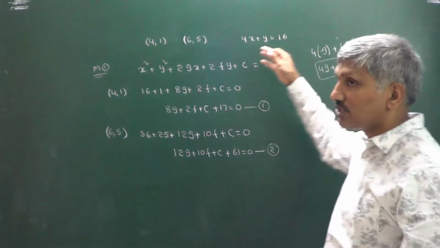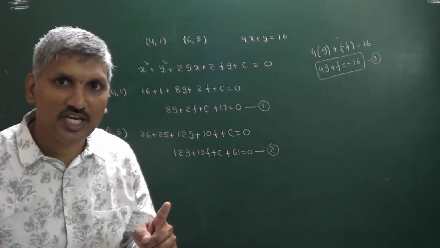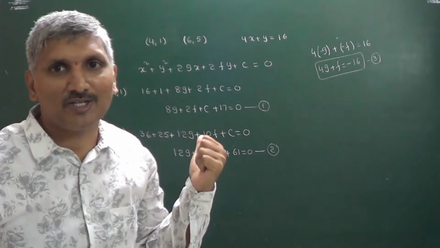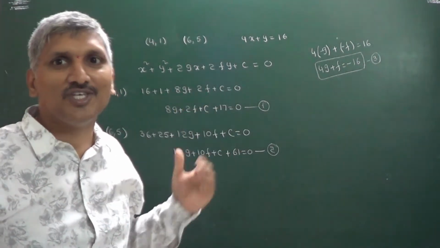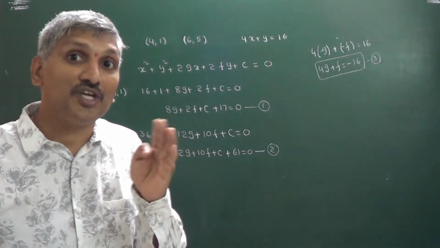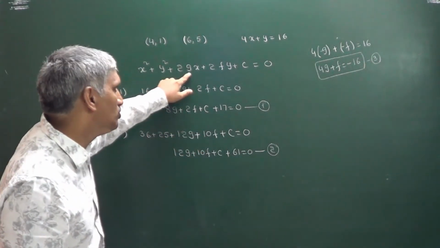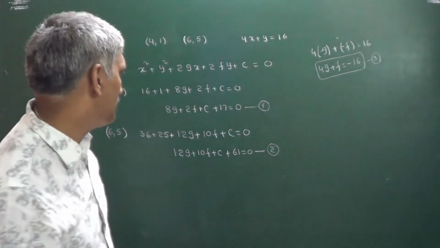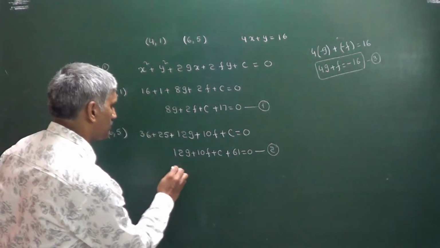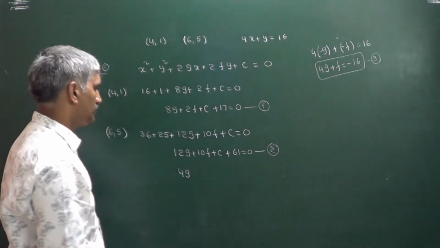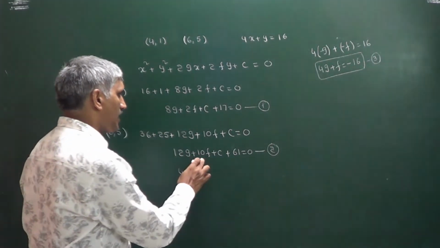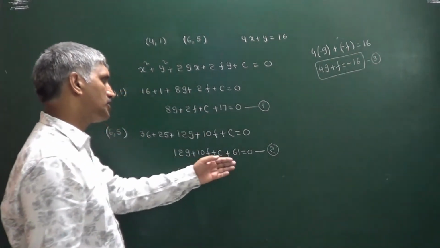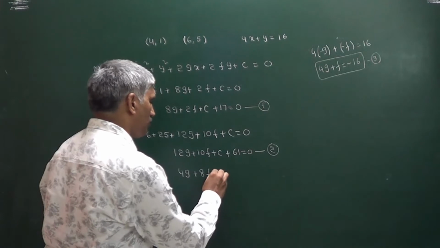Whether you observed or not, there are 3 unknowns: g, f, c. Three unknowns and also we got three equations. If you solve these three equations, you will get the g value, f value, c value. Substitute them here, and you will get the equation of the circle. Now observe here, subtract these two, what happens? 12g minus 8g gives 4g, 10f minus 2f gives 8f, c cancels, 61 minus 17, how much?